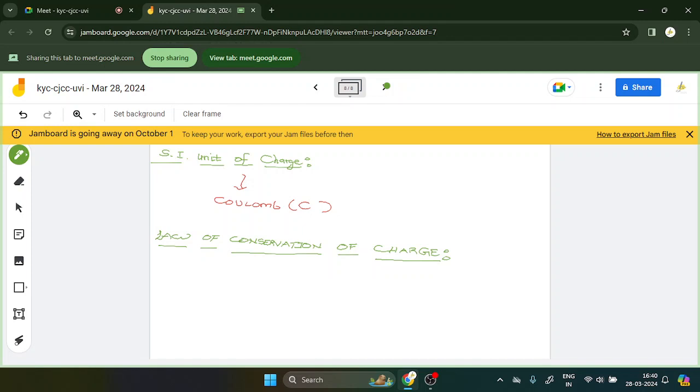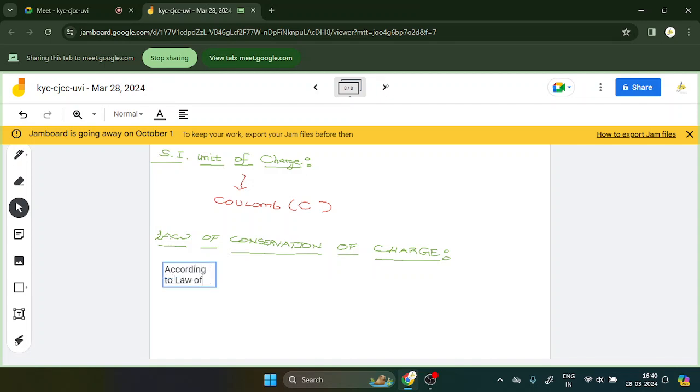Net charge always remains the same. You cannot create it, you cannot destroy it. It always remains the same. Clear? That is called the conservation of electric charge, the law of conservation of charge. So what is the law of conservation of charge? I am writing here. Just a very important statement.